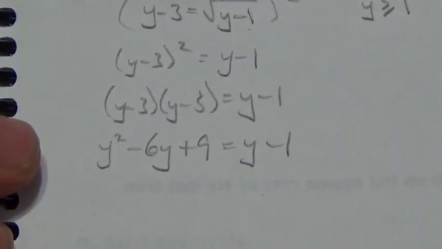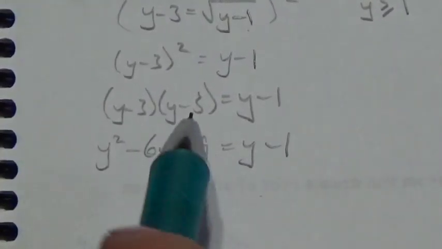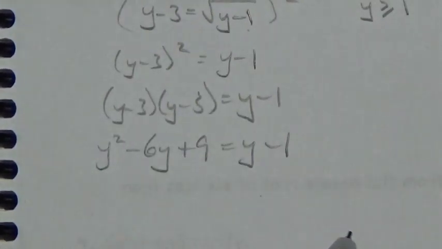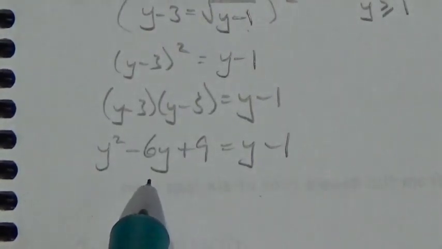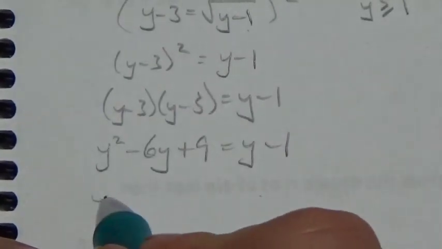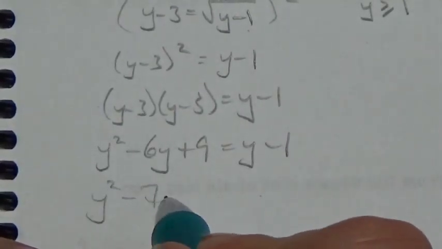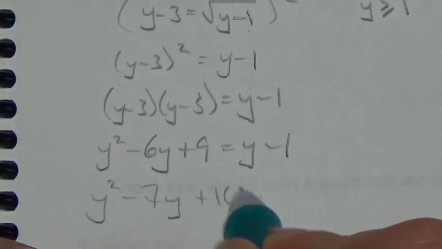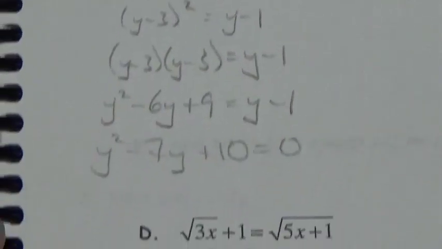Now, if you're wondering again where that negative 6y is, please just take a few moments and FOIL this one out, or expand this one out. You will see where that negative 6y comes from. Now I'm going to bring the y and the minus 1 over. So y squared minus 7y plus 10 is equal to 0.